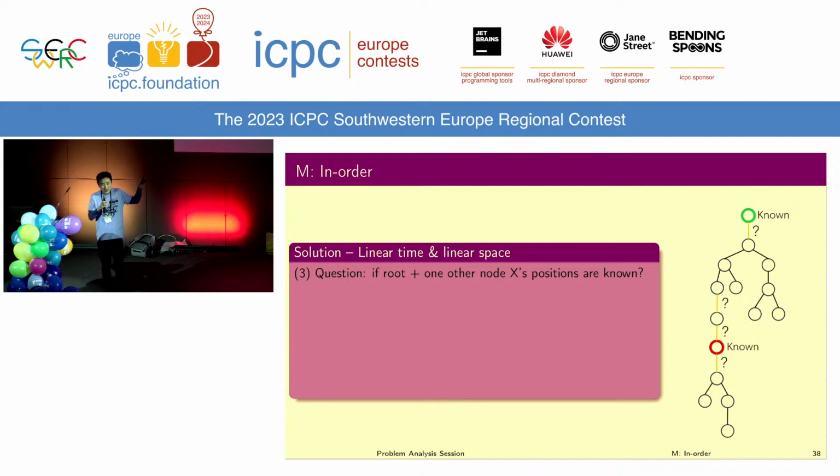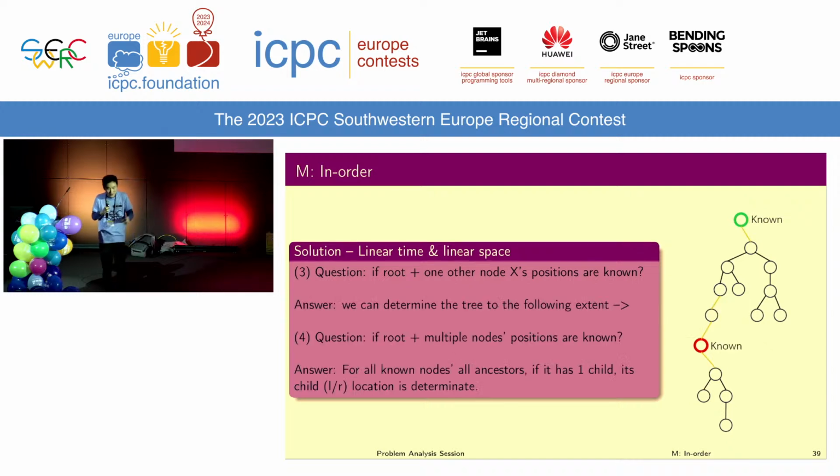For example, the green is the root, and another is the red one. We know these two are neighbors. First the green and the red one. If we know two nodes' positions, how do we solve this problem? The answer is we can determine the tree to the following extent. It means from this node to the node, all these yellow links are determined.